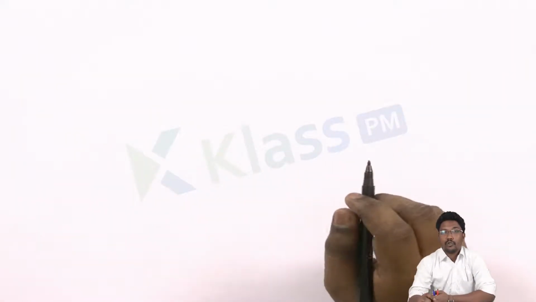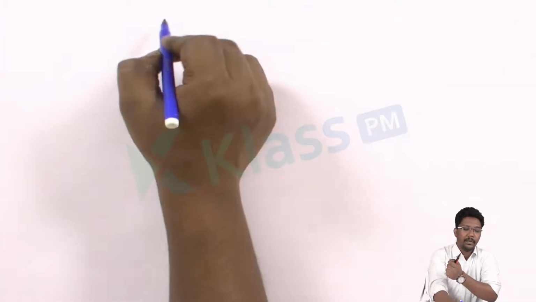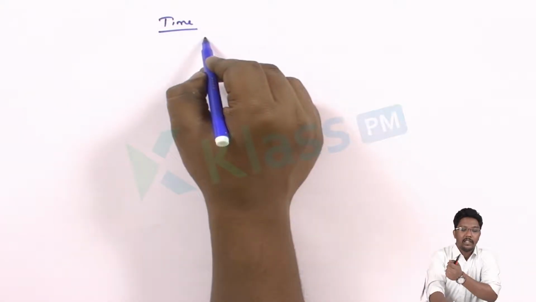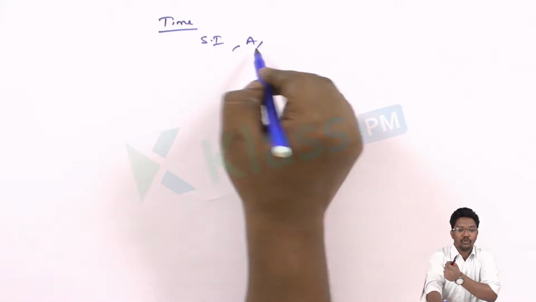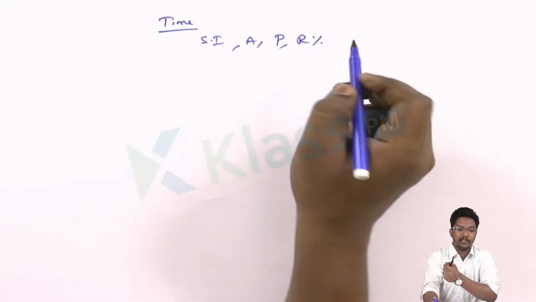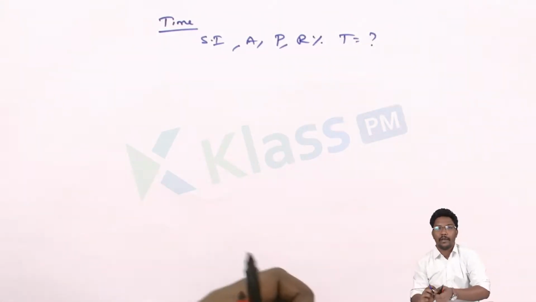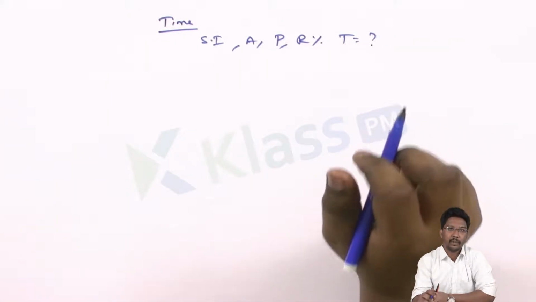Now they are asking for the time period. I have to calculate the time period. Then he will give the simple interest, amount, principal, and rate of interest, and I have to calculate the time. Okay, these are the only possible problems from simple interest.